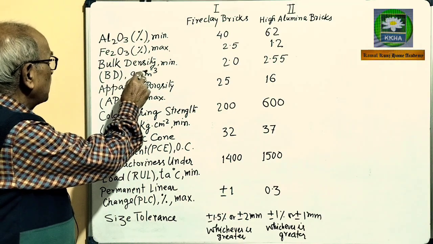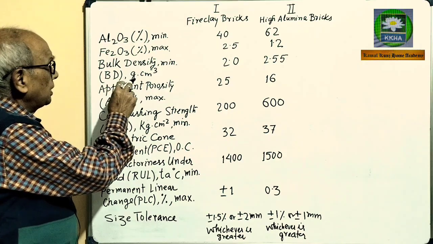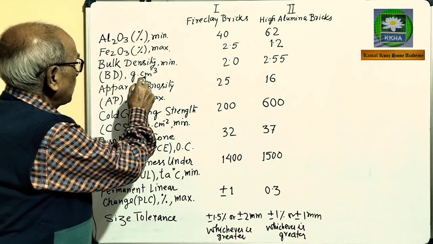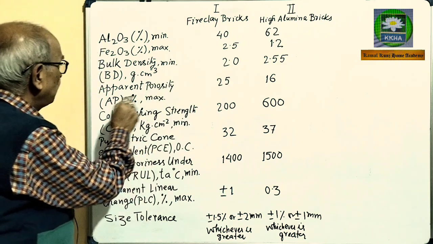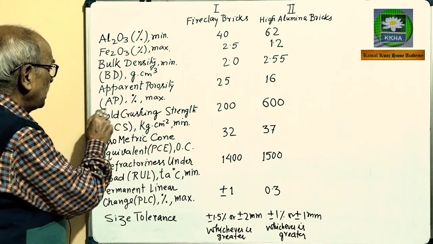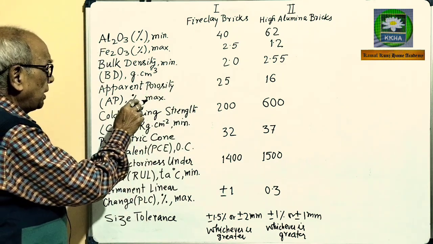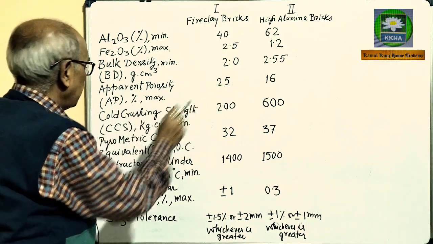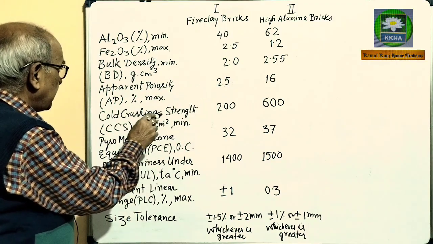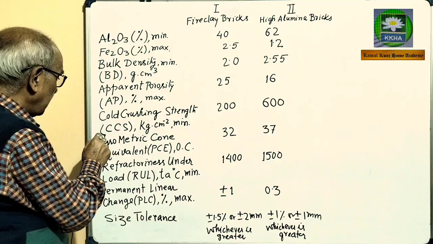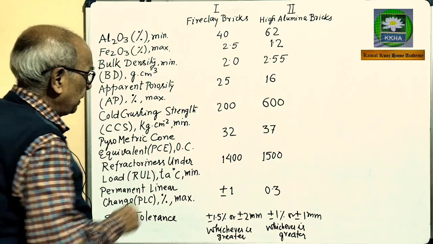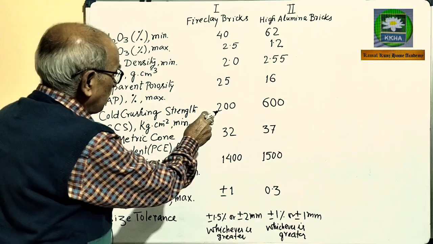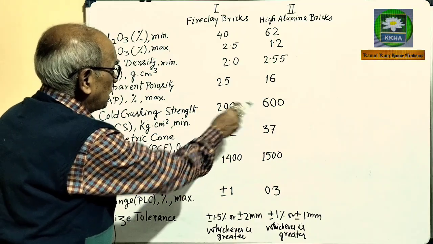Bulk density, in short written as BD, gram per cubic centimeter, 2.0, 2.55. Apparent porosity, in short AP, percent maximum 25 and 16. Cold crushing strength, in short CCS, kg per centimeter square, minimum 200 and here 600.